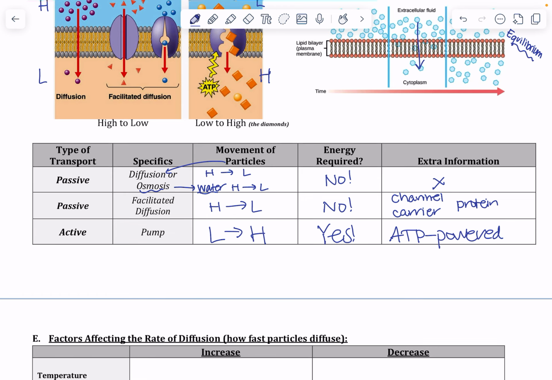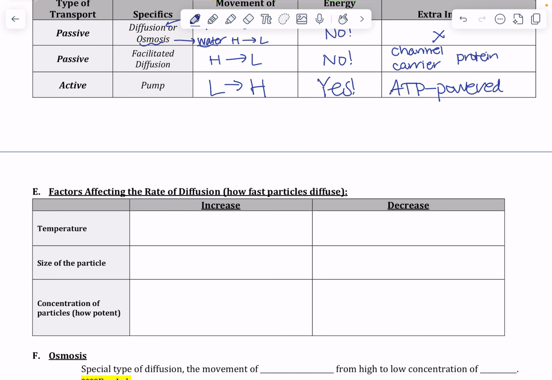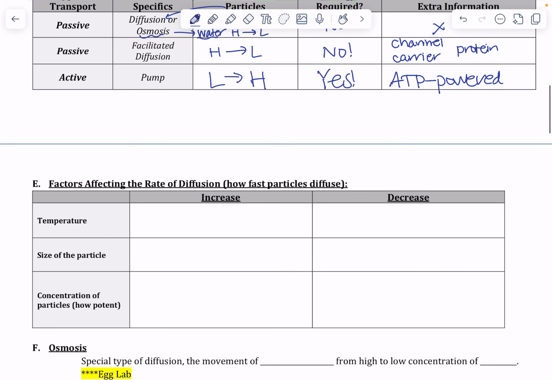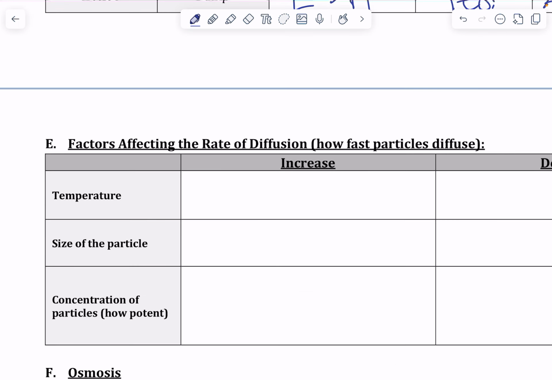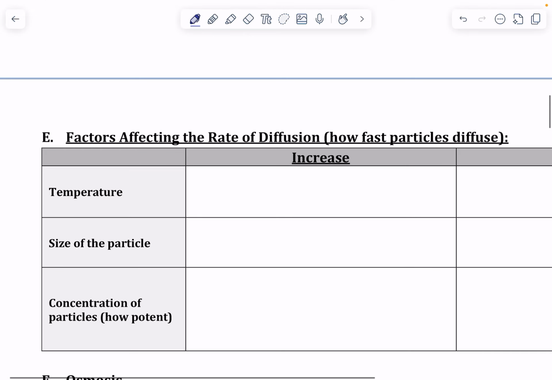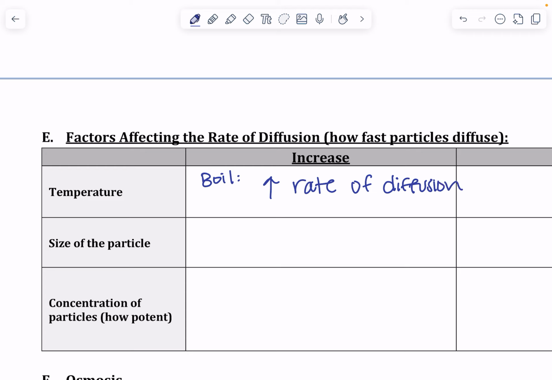Okay, next section is the factors that affect the rate of diffusion, or how fast the particles will diffuse. If we think about this conceptually, if we increase the temperature, let's say we want to boil the substance and make it diffuse faster. If we boil it and increase the temperature, the rate of diffusion is going to go up. It's going to diffuse faster and reach equilibrium faster.